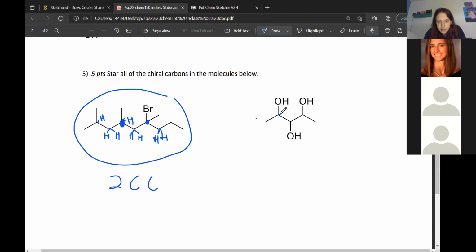This one has a hydrogen attached to it, an alcohol attached to it, so that's different. It has a methyl group to the side, then it has this big structure over here. Since all 4 substituents bonded to the carbon are different, that is a chiral carbon. Now we're going to move down here.